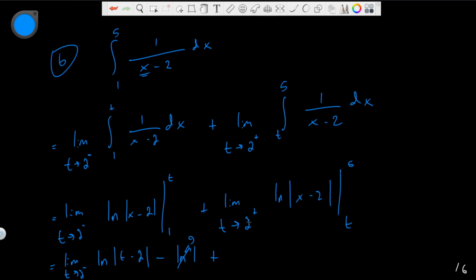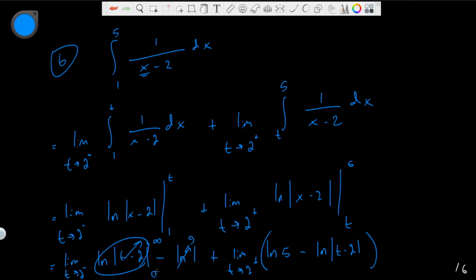And then over here we have the limit as t goes to 2 from the positive side of ln 5 minus ln|t minus 2|. Cool. As we get closer and closer to 2, this side is just straight up undefined. Oh, actually, no, it's not, because we have these absolute values. Never mind. But this is getting closer and closer to 0 from the positive side, so that thing is shooting to negative infinity. All right, this is divergent.